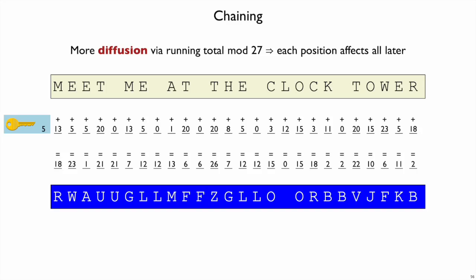To break up patterns in the plain text message and have them not correspond to similar patterns in the ciphertext message, we want more diffusion of information from plain text to ciphertext, and we can use a strategy called chaining.